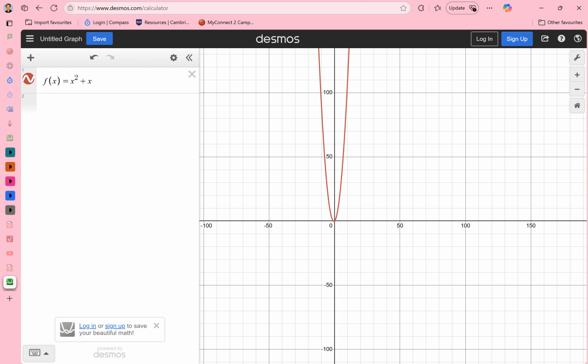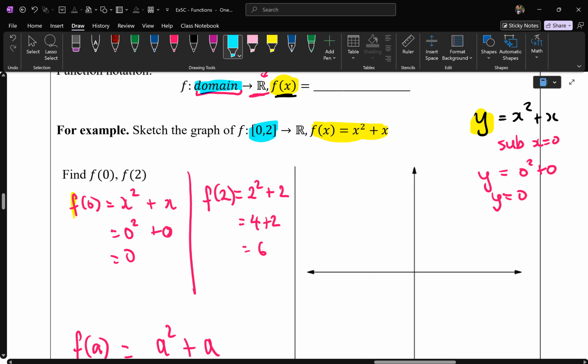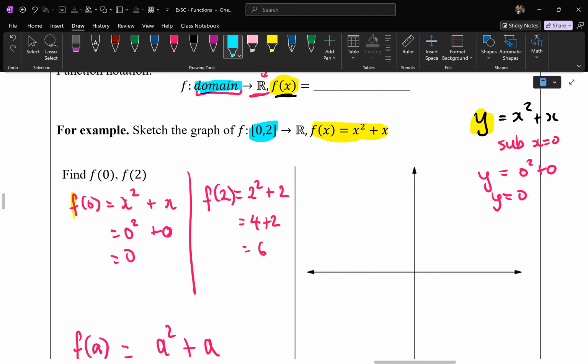But when I say I only want the domain from 0 to 2, what you're saying is in that graph, I only want the x-axis to have 0 all the way up to 2. Part of the graph, only from 0 to 2. Nothing else. I don't want anything more than 2. I don't want anything less than 0. That's what the domain means.